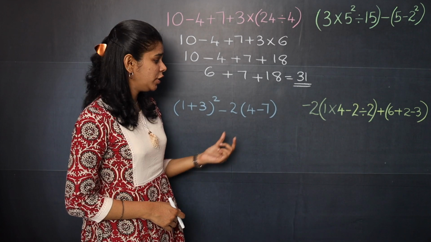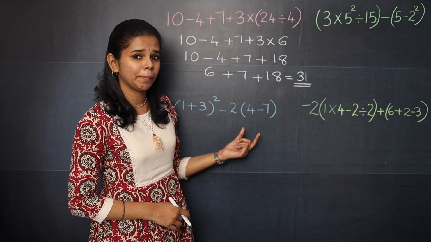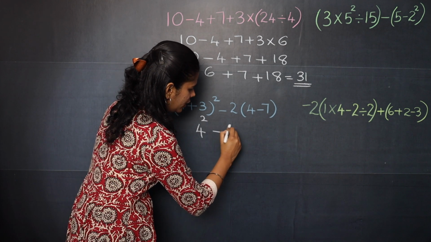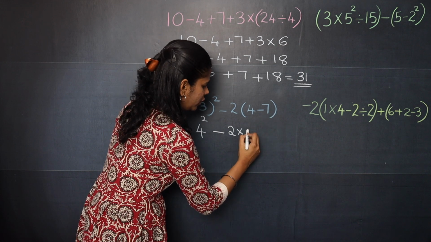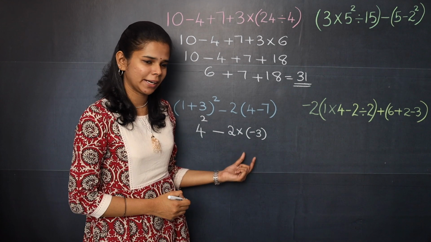In this question, we should take care of the parenthesis, that is a bracket. So you should do what is inside the bracket first. Here you have 4 minus 7, which is negative 3. So you will write that here. So always write the negative number inside a bracket.